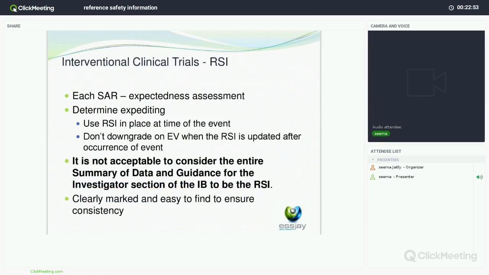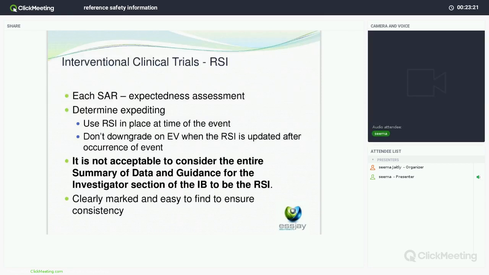Now, when we look at the requirement to report all SUSARs, we know that the reference safety information is used to determine whether a suspected SAR is expected or not, or meets the definition of a SUSAR and needs to be reported. So the RSI that is used should be the one that is in place at the time of the event, and you shouldn't downgrade the event when the RSI changes.